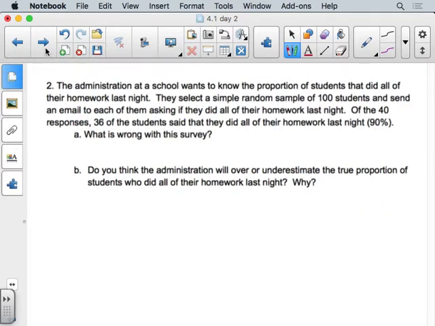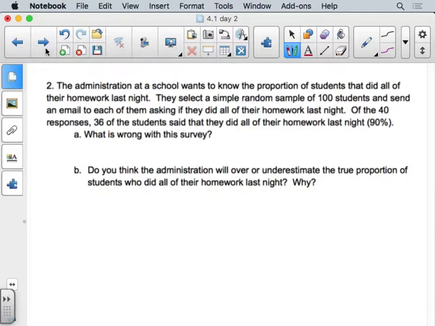All right, so number 2, some people at a school, like the administrators and principals, want to know the proportion of students who did their homework last night. They select a simple random sample of 100 students and send them an email asking if they did their homework last night. Of the 40 who responded, 36 said that they did their homework. We got a 90% success rate. Doing good on our homework.